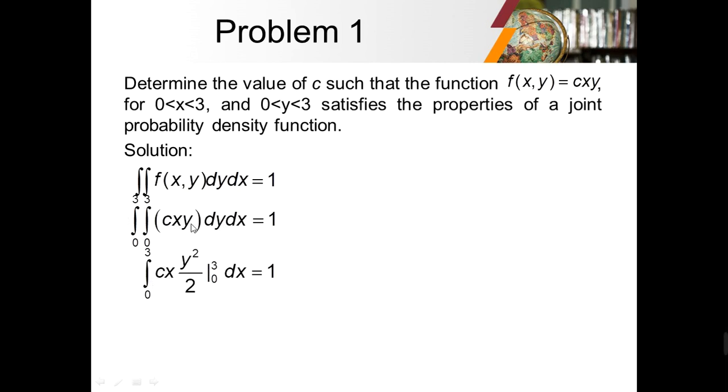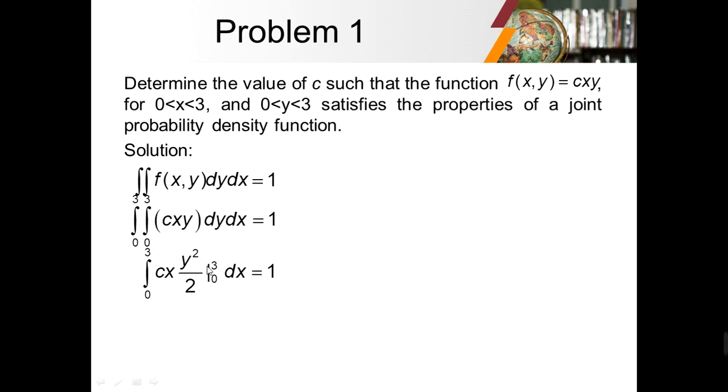So, ang i-integrate lang natin is y dy. And the integral of y is y squared over 2. Then, limits niya ay from 0 to 3. Okay? So, naging ganito na lang. Ito naman ay kopya lamang. So, ito na ngayon.